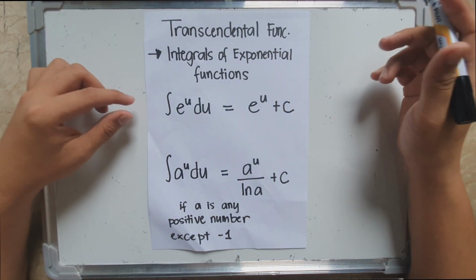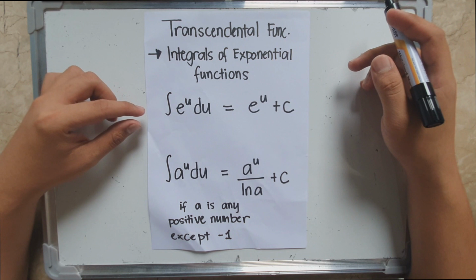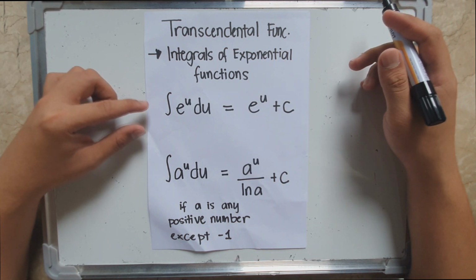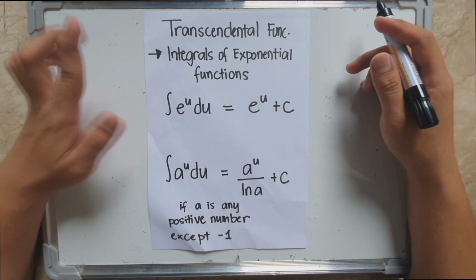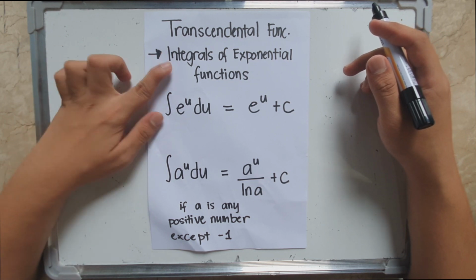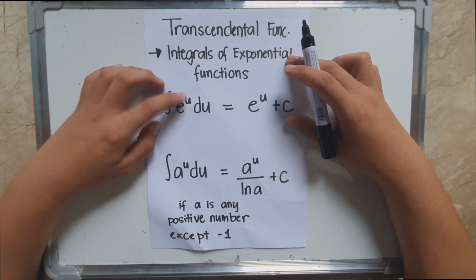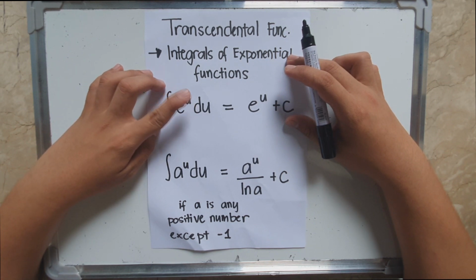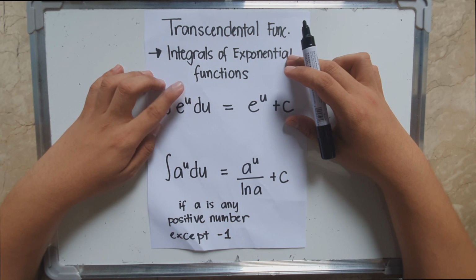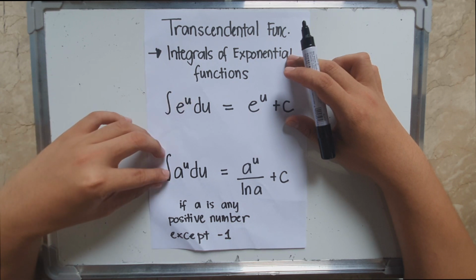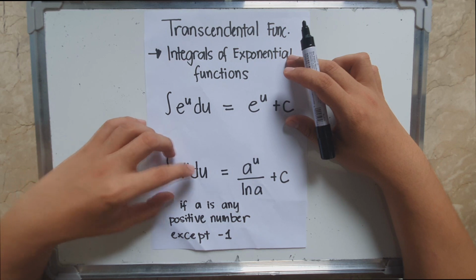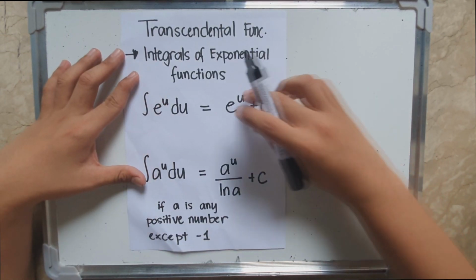Now the next transcendental functions that we will be evaluating are the exponential functions. So we have two formulas here for the integrals of exponential functions. We have the integral of e to the u du, part of the transcendental functions. We have also the integral of a to the u du. Where did we get this formula?